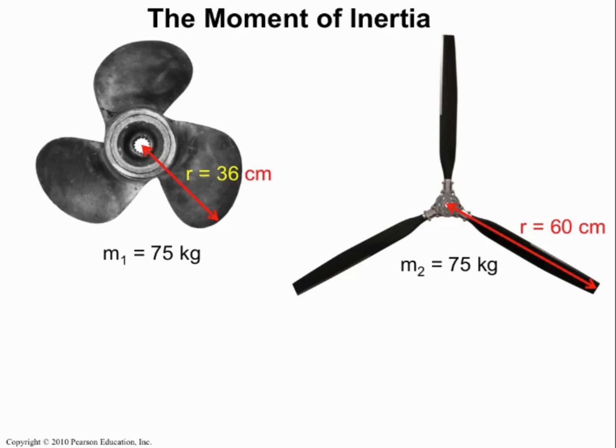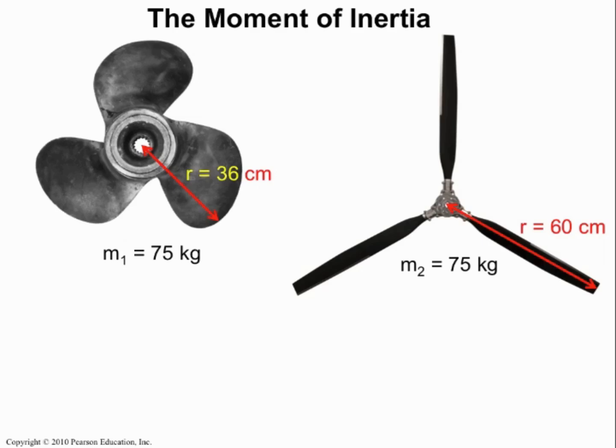To clarify that last point, let's look at this example. I've got two propellers here. They are different shapes and different sizes, but they have the same mass. If you like, you can think of the one on the left made of some kind of plastic and the one on the right made of some kind of really dense metal. In any case, they have the same mass, 75 kilograms. They have different radii. The one on the left has a radius of 36 centimeters. The one on the right, a radius of 60 centimeters.